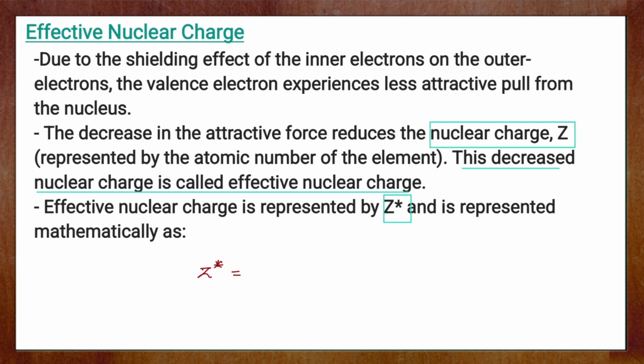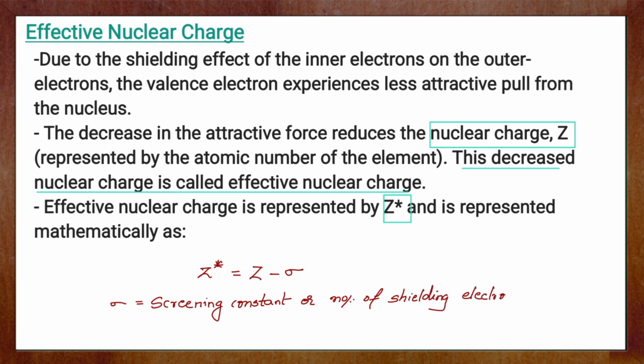The mathematical expression for the effective nuclear charge is written as Z star is equal to Z minus sigma, where Z is the atomic number and sigma is called the screening constant. It is equal to the number of shielding electrons. So we have the effective nuclear charge Z star equal to Z, the actual nuclear charge, minus sigma, which is the screening constant, or the number of shielding electrons.